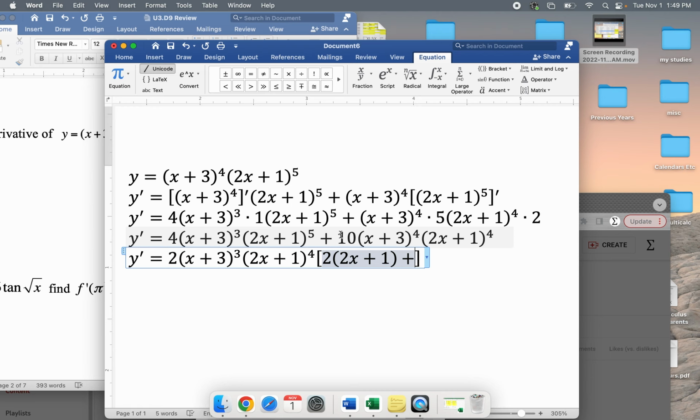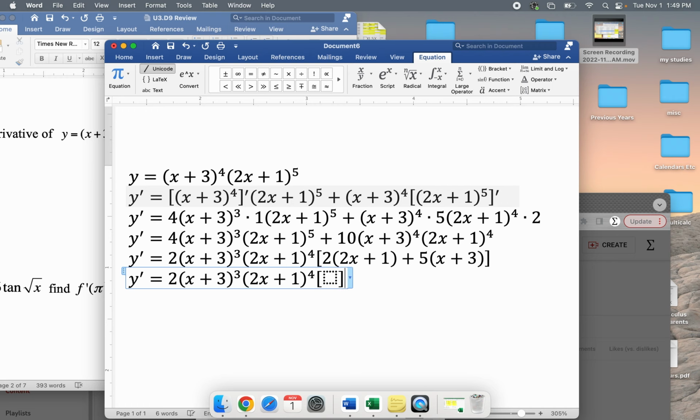Plus, now I ask what's left over in this term. Well, I pulled 2 out of 10. That leaves me with a 5. I removed 3 of the 4 copies of (x + 3), so that still leaves me with a copy of (x + 3). And I removed all 4 copies of (2x + 1), so there are none of those left over.